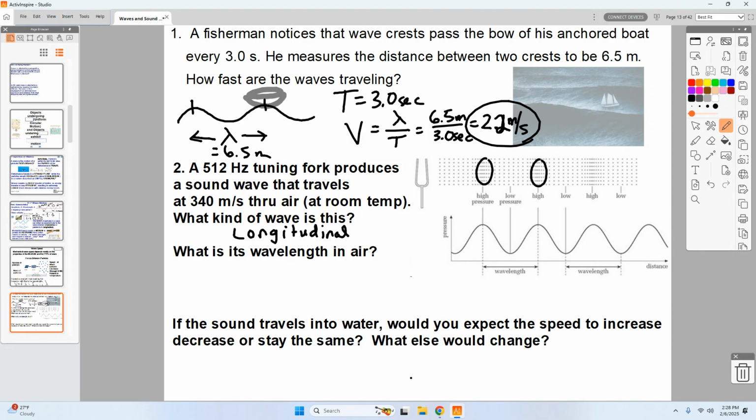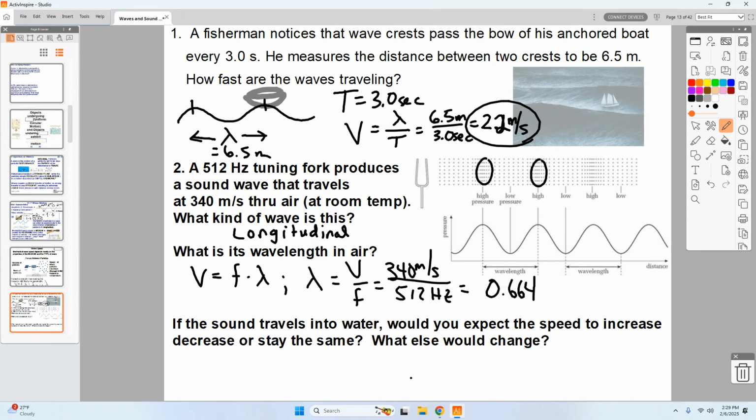The wavelength in air, if I want to find that, I would just go back to my base equation. Velocity is frequency times wavelength. And in this case I'm looking for the wavelength, so I'm just going to rearrange that to be velocity divided by frequency: 340 meters per second, it's vibrating at 512 hertz. My calculator gives me 0.664.